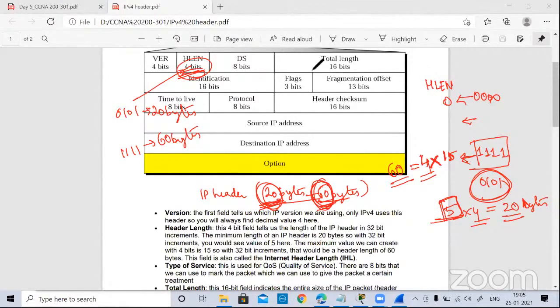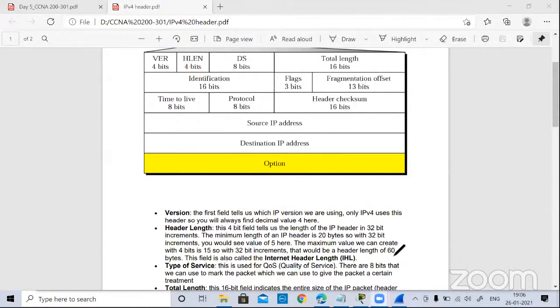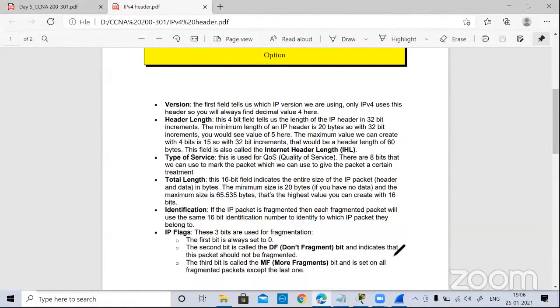Now I hope that is clear. So that is giving you the header length. Now the type of service. This is basically used for quality of service. If you remember, quality of service means I can say that I need minimum delay or low delay, and I need maximum throughput. Throughput means the rate at which your data is being transferred. I can also say that latency should be minimum and bandwidth should be high.